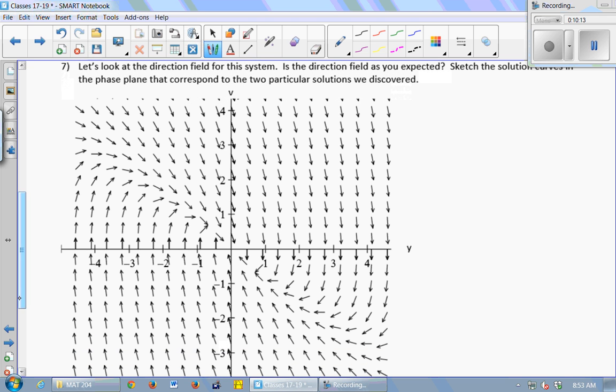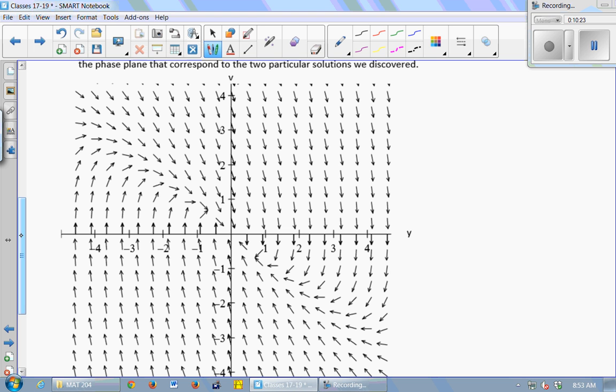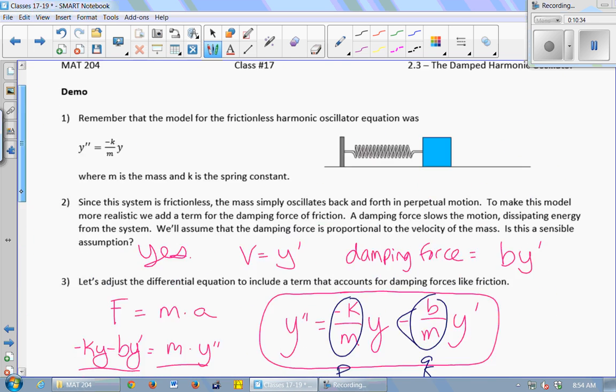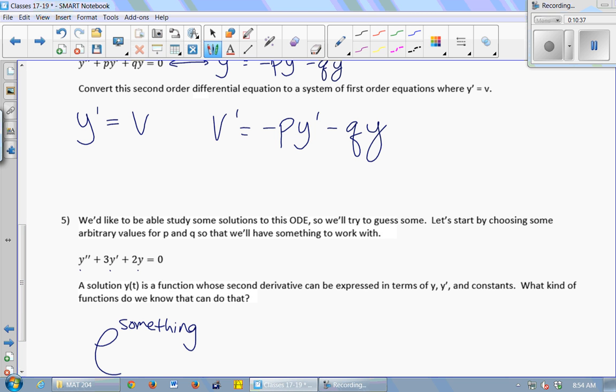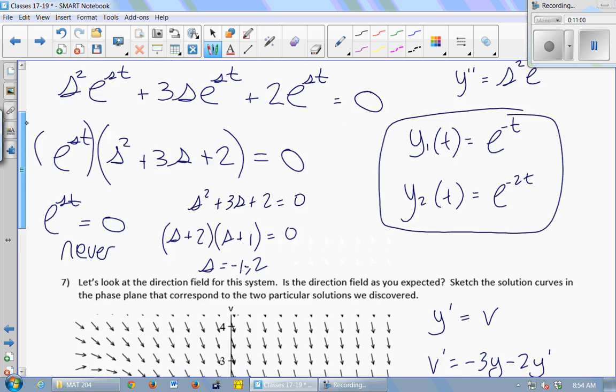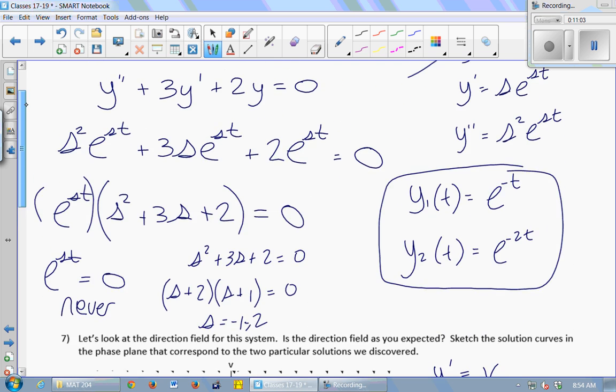So this is the direction field for the system that I created using a computer. I want to sketch the solution curves in the phase plane that correspond to the two particular solutions we just discovered. The phase plane is for the system, right? It has to be y and v. That's why I had you convert this to a system earlier. y prime equals v and v prime is negative 3y minus 2y prime. Nope, the prime goes on the one with the 3.